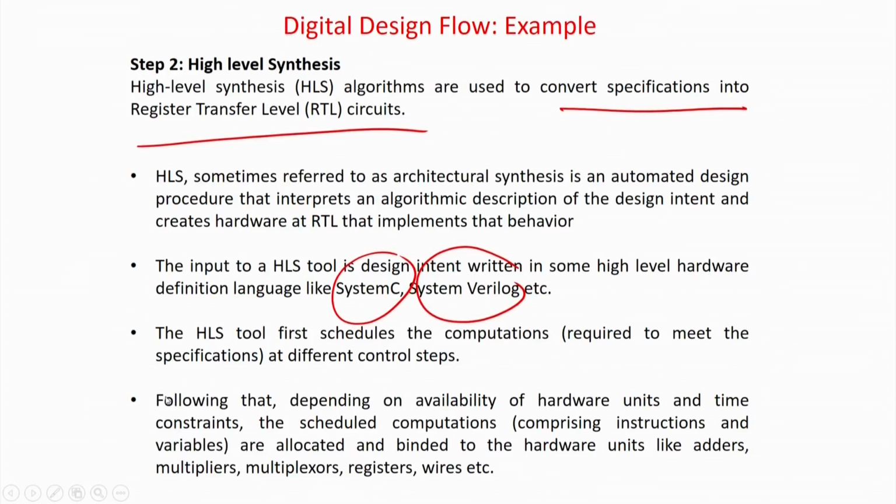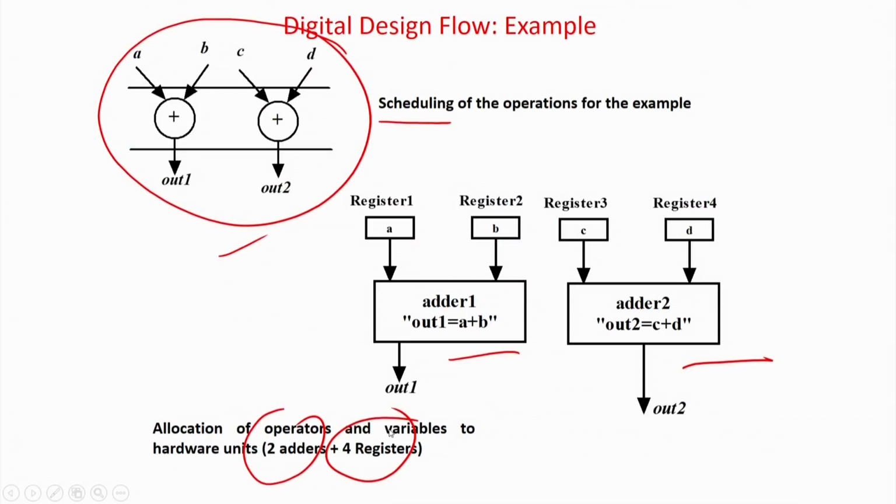Then the high level tool first schedules the computations at different control steps. There are a lot of good quality scheduling algorithms available. They will give you a lot of schedules, you can take any one of them, or even if you just want to go by the tool, you can take any of the ready-made schedules available. But anyway, in this step some amount of user intervention is also required. Following that, depending on the availability of hardware units, the constraint schedule computations, that is your scheduled output, are allocated and bound to hardware units like adders, multipliers and subtractors. That is, this part is scheduling, and after that, based on the availability, you will bind them to exact hardware.